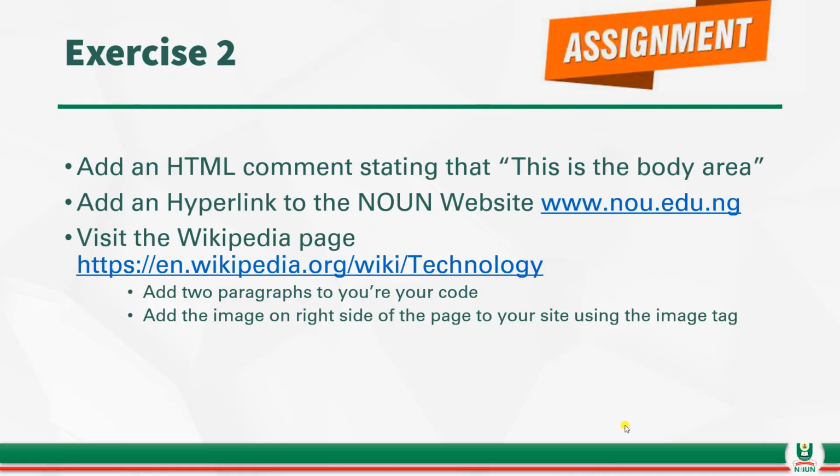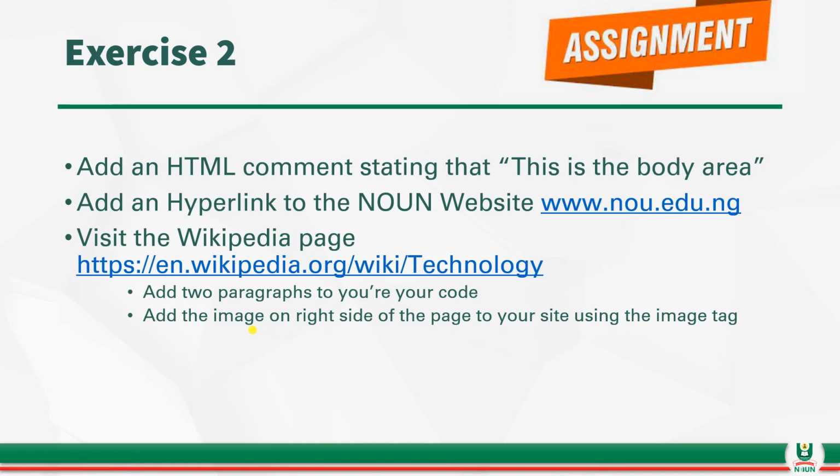So here's a quick exercise for you to work on. The first is to add a comment tag stating that this is the body area. Usually this will come at the top, very close to the body tag. Then add a hyperlink to the NOUN website, www.nou.edu.ng. When you click on it in the browser, it should take you to the NOUN website. Then visit the Wikipedia page shown here on technology. Copy 2 paragraphs from that page and paste them in your code editor. Also add the image on the right side of the page to your site.